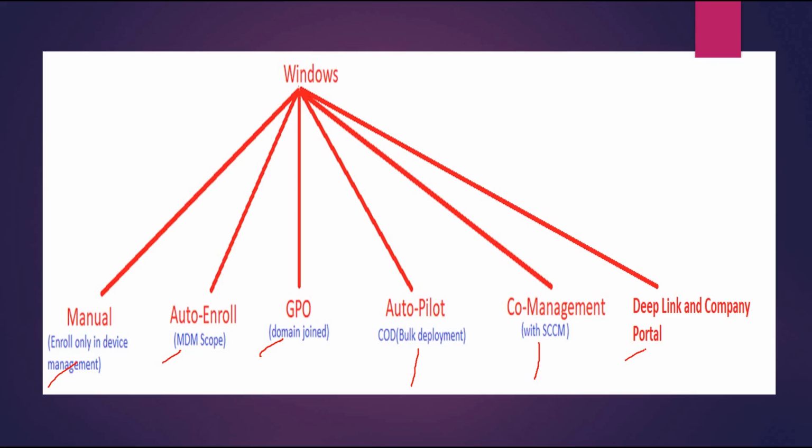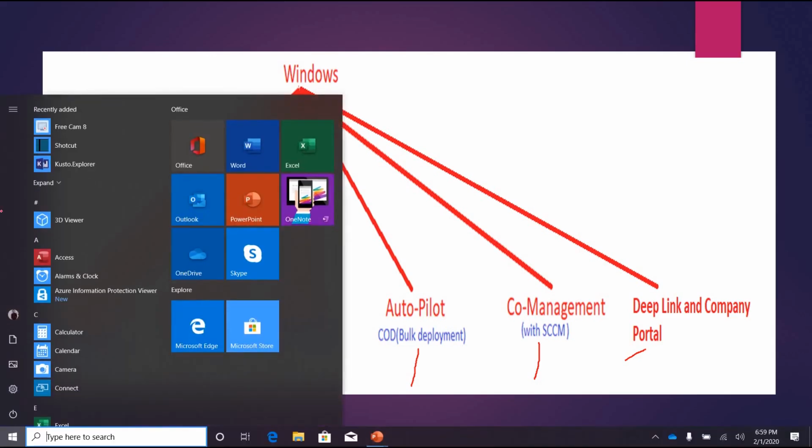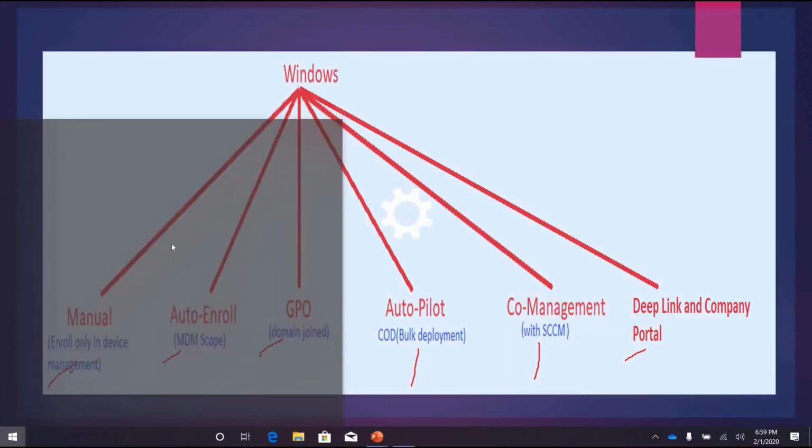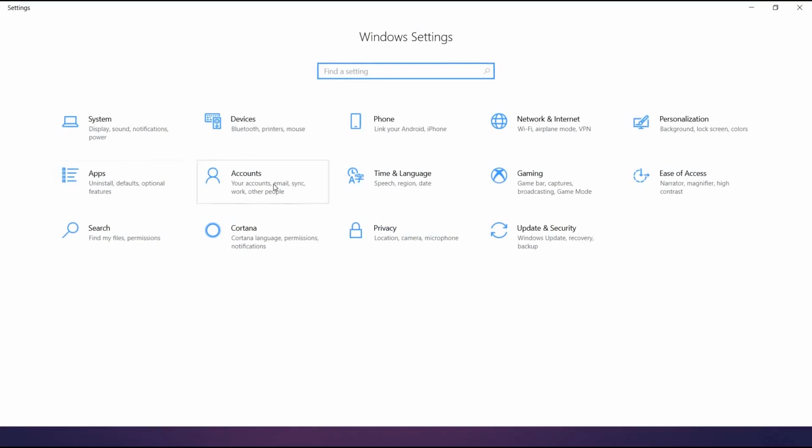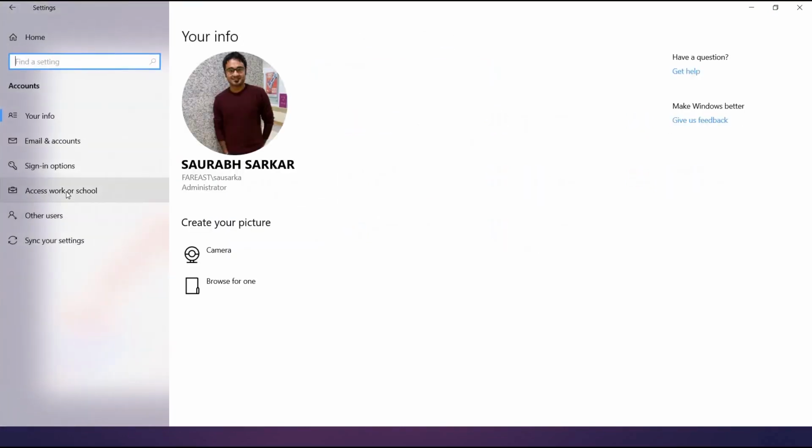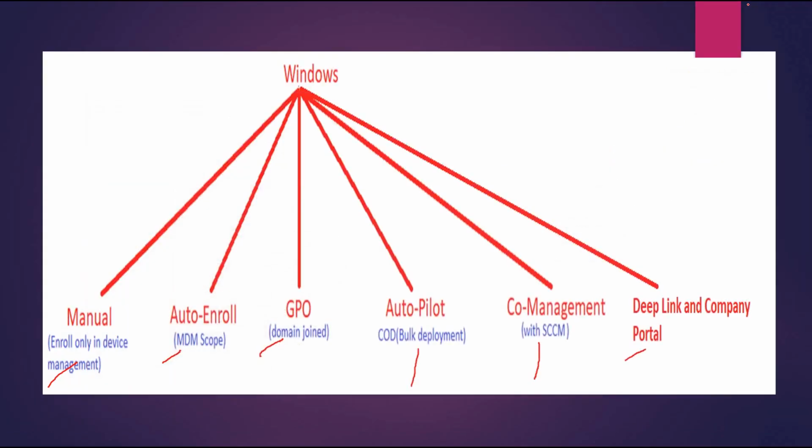Again, we will see how that happens, but for now, just know that there is a second way of doing auto-enrollment, in which the end user will click on Start and then Settings, and then he will click on Accounts and then Access Work or School. Once he clicks on Access Work or School, he will click on that Connect button, and then he will enter his username and password.